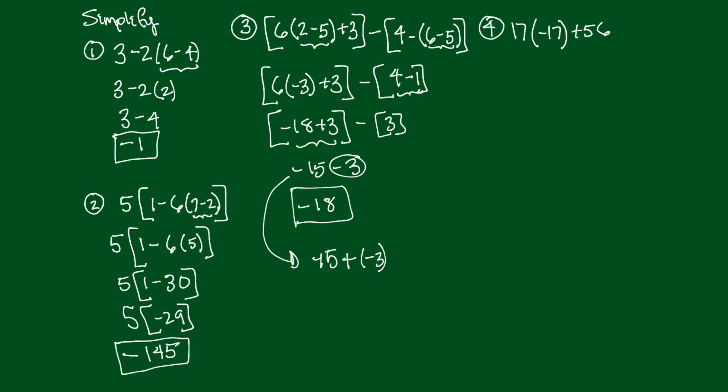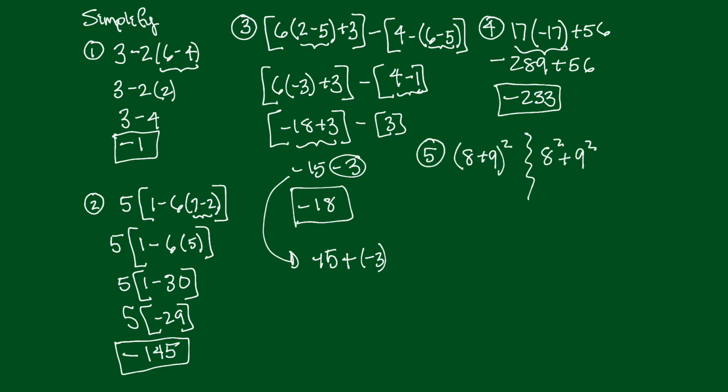In number 4, what we have is a multiplication and then an addition. We'll do the multiplication first. Now, if you don't know what that is, use your calculator. First of all, it's positive times negative, so I know it's negative. 17 times 17 is 289. So I have a negative number, and I'm going to add 56. Now, negative 289 plus 56 is negative 233.